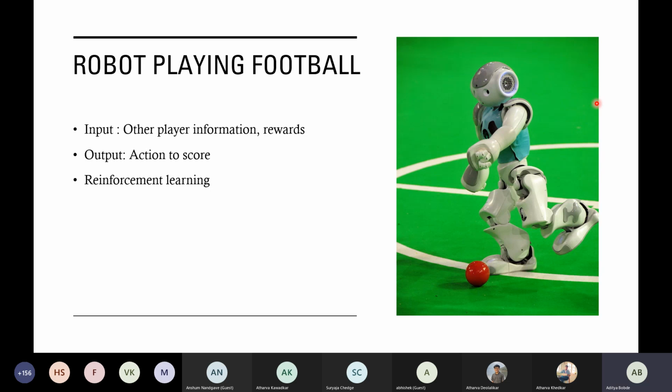The second one is widely used in the field of medical health, that is detecting tumors in the brain.